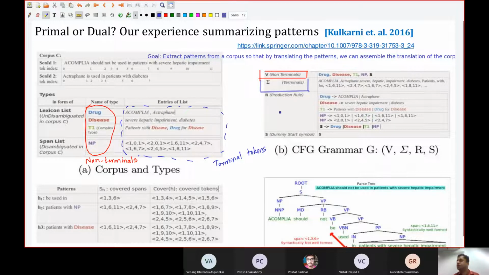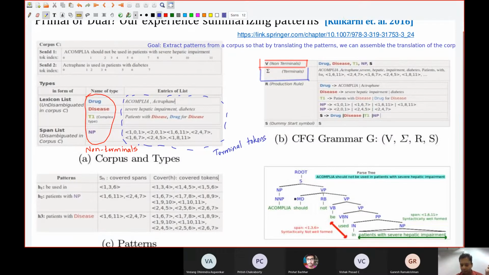And you could have production rules which give you the terminals in terms of the non-terminals. In the same sentence now you can see at the bottom you have all these terminals, and at the top you have the non-terminals. So now imagine that the entire corpus is represented like this. And now you can have patterns, which are in terms of terminals and non-terminals.